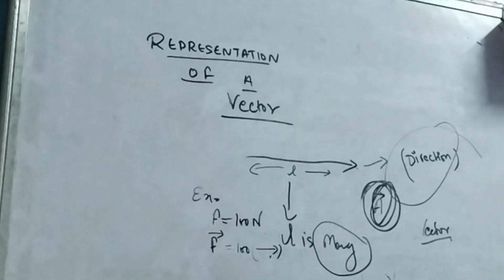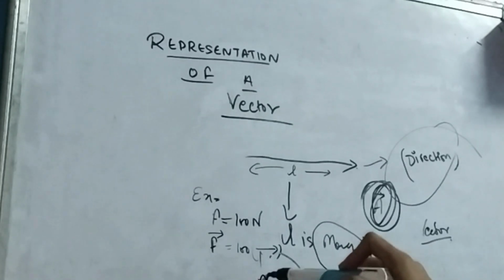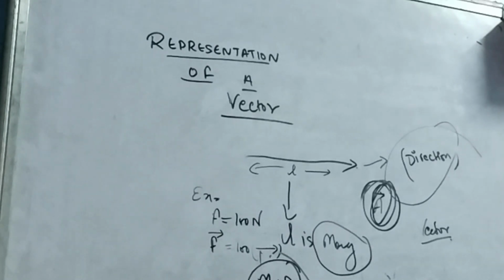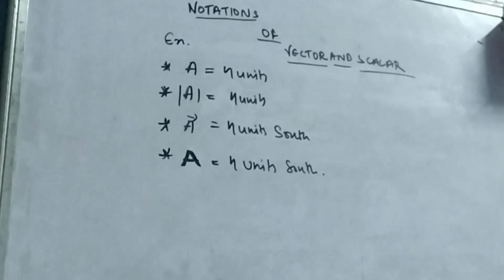So as we know, there is a magnitude and there is a direction, magnitude plus direction, so this is a vector. I know all of you are clear with this vector, no? So we'll take a small example. Let's differentiate between vector and magnitude. Okay, so let me wipe this. So now we'll understand notations of vector and scalar.